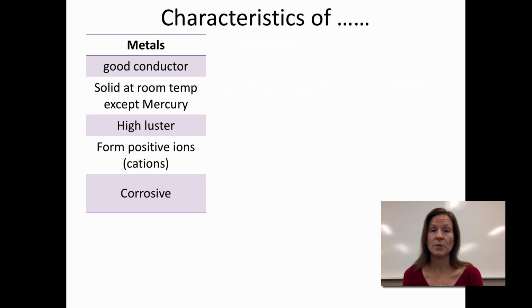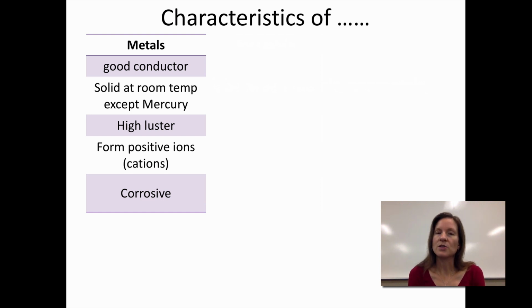So in terms of characteristics, you probably know a lot about metals already. Metals are considered good conductors, both of heat as well as electricity. Generally speaking, metals we encounter are solids at room temp, except for mercury. Mercury's melting point is such that it's a liquid at room temp. Metals are very shiny, which means they have high luster. It means they're very reflective of light.